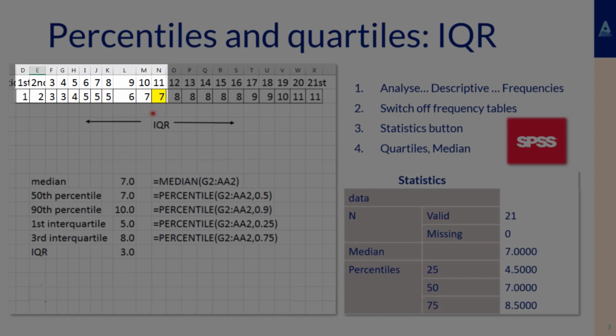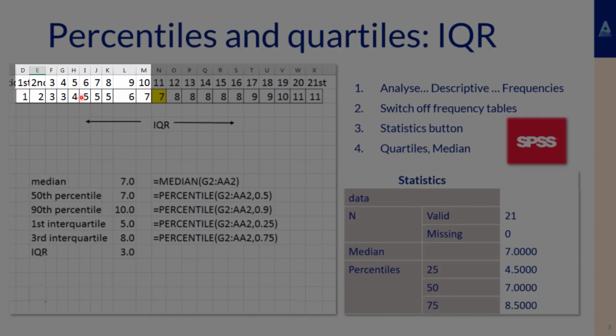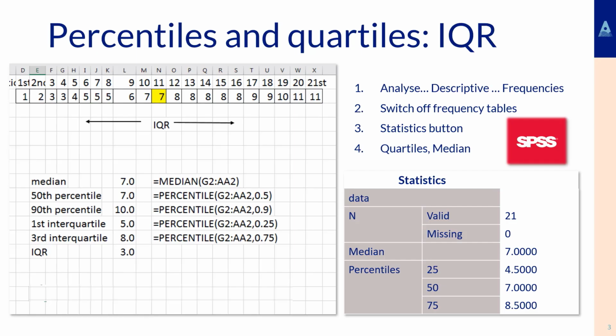That's an inclusive calculation. The exclusive calculation is to ignore the median and just look at these 10, and then the middle number is in here. And the same goes for the other quartile, Q3 in the top half. So you can use an inclusive or exclusive calculation, and you get slightly different quartiles. And that means also that your interquartile range is different, because the interquartile range calculated in SPSS is 8.5 minus 4.5, which is 4 instead of 3.